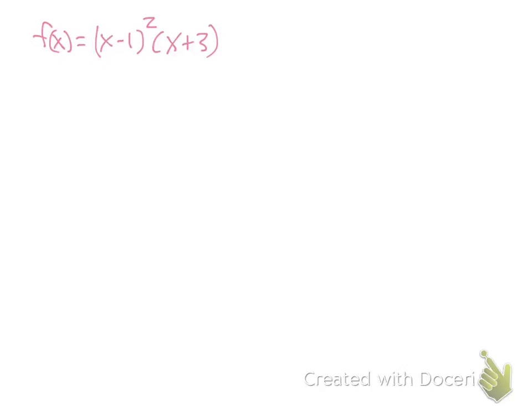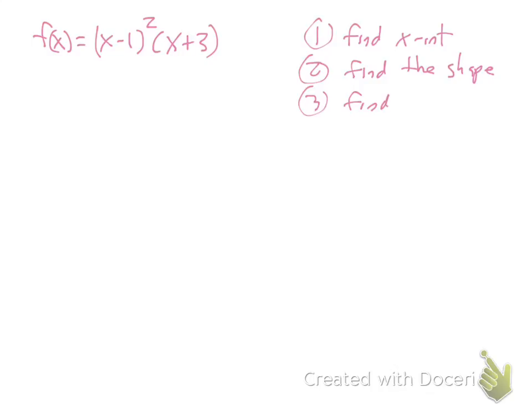So let's list those things again. Number 1, I want you to find x-intercepts. Number 2, I want you to find the shape. Number 3, I want you to find the y-intercept. 4, I want you to graph it. Those are the 4 things I want. So, find your x-intercepts.